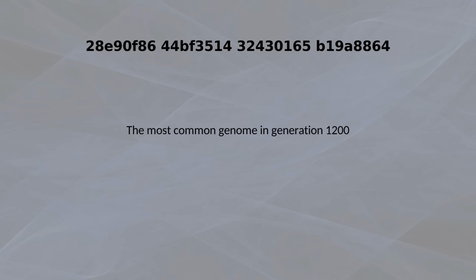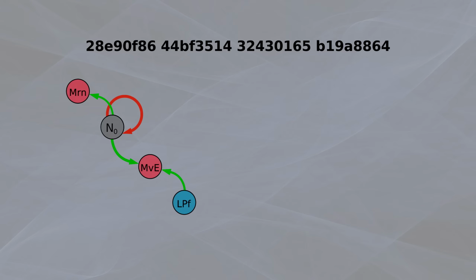This is the most common genome in generation 1200. It specifies a brain configuration like this. It's a very small and simple brain. There are 4 neurons involved. The blue neuron is an input sensory neuron from one of the creature's sensory organs that senses the population density in their forward direction of movement.